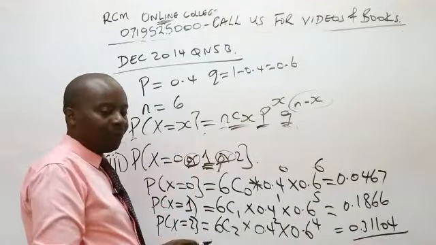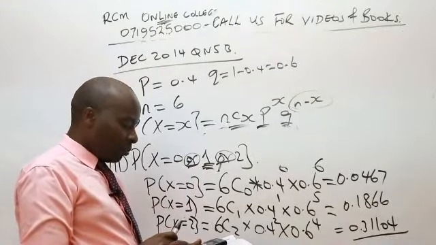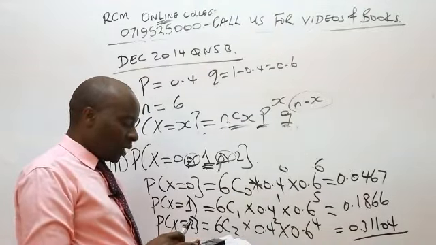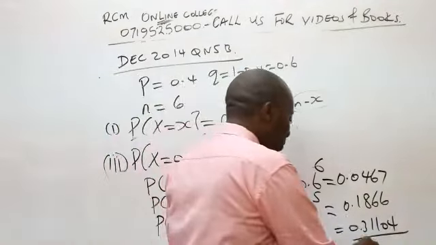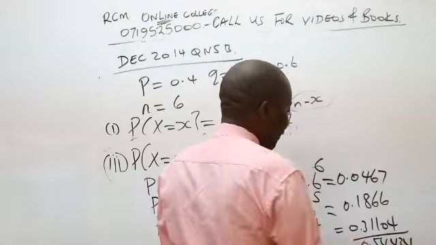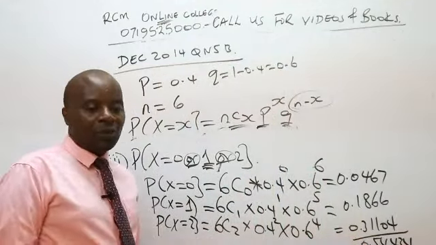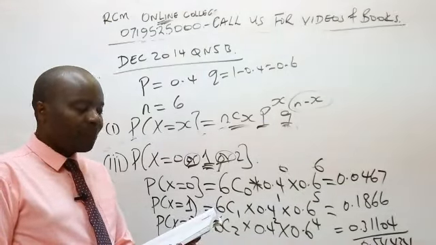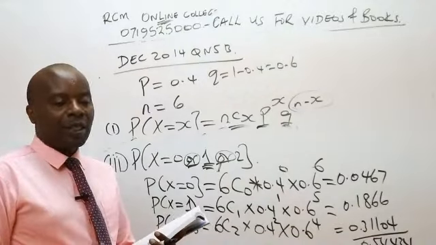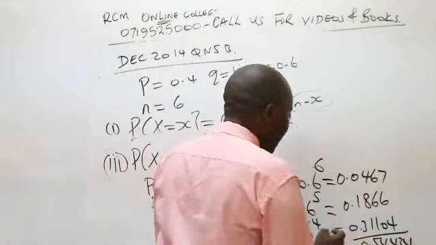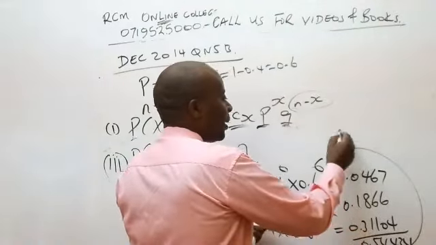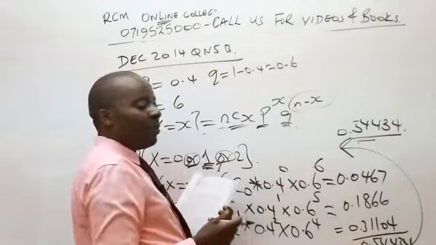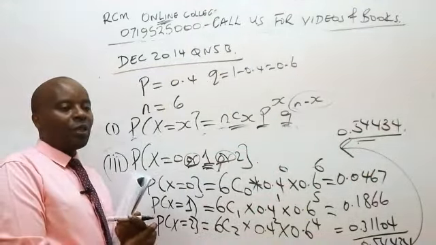So what you need to do is give us the total there, because "or" means you are adding. So please add: 0.31104 plus 0.1866 plus 0.0467. Please give us a figure here, which will be 0.54434. And that is the probability of X being at most 2. I can see this figure is not very clear there, so I can write it here. It's supposed to be 0.54434. That is the probability of at most 2.